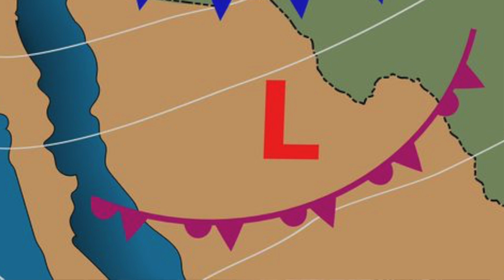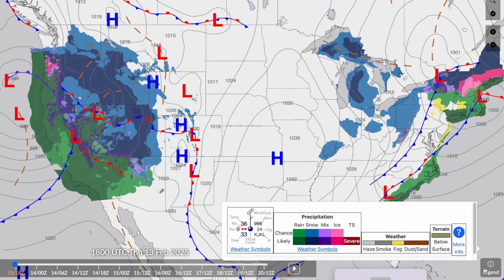And then last but not least, we have our occluded front, which is a purple line with purple circles and triangles on it. That is essentially when one front catches up with another front. Similar to the stationary front, that is going to be a mix of both weathers. On the Prog chart, there are a lot more colors, but you can identify them based on the legend. Now let's move on to AIRMETs and SIGMETs.